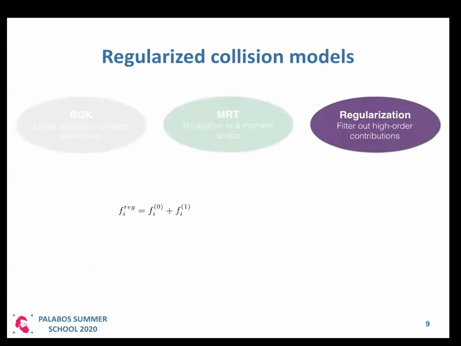The third type of collision models is based on a type of regularization step, which means that, in order to improve the stability, we want to filter out high order contributions of the populations directly. So what we do here is a Chapman-Enskog expansion of the populations, and we only keep the first two terms, f0 and f1. f0 being the equilibrium and f1 being the first order non-equilibrium part at the Navier-Stokes level.